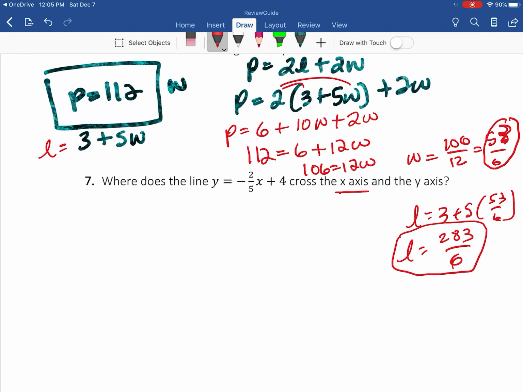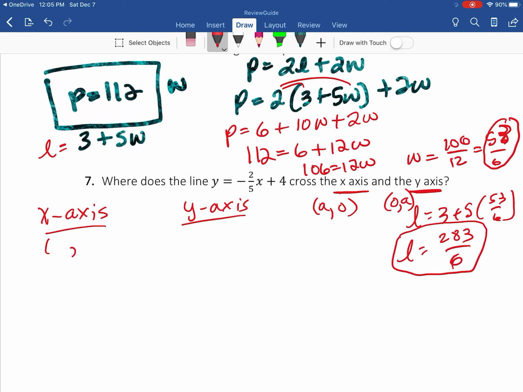Number 7, where does the line cross the x-axis and the y-axis? Remember, when we cross the x-axis, our y value is 0. When we cross the y-axis, our x value is 0. So I'm going to write this down, x-axis. I'm going to write y-axis. That's the point when y is 0. This is the point where x is 0. And I'm going to plug that into my equation.